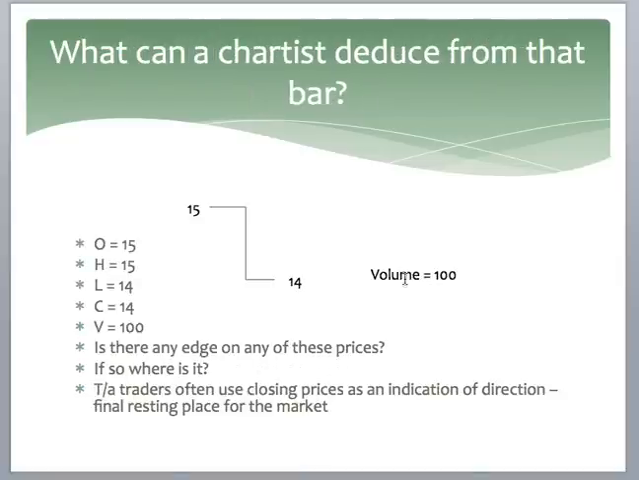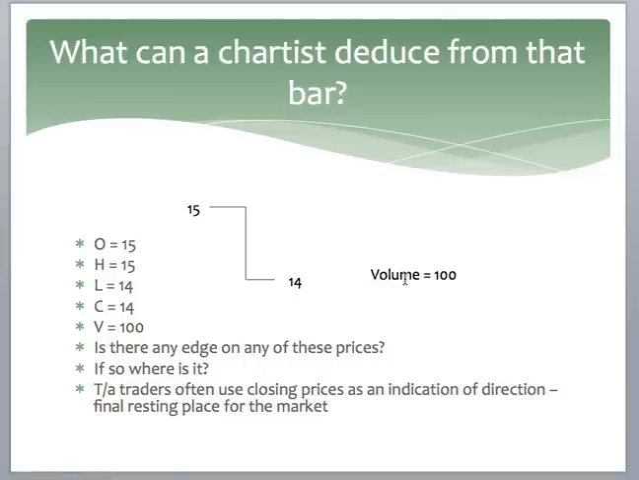So if I'm a chartist using the chart, what can I deduce from that bar? Well, I can see that the open was 15, the high was 15, the low was 14, it closed at 14, and the volume was 100 lots. If I asked you, is there any edge in any of those prices or any of that information, can you see where any edge is? I must say I can't see anything in that.